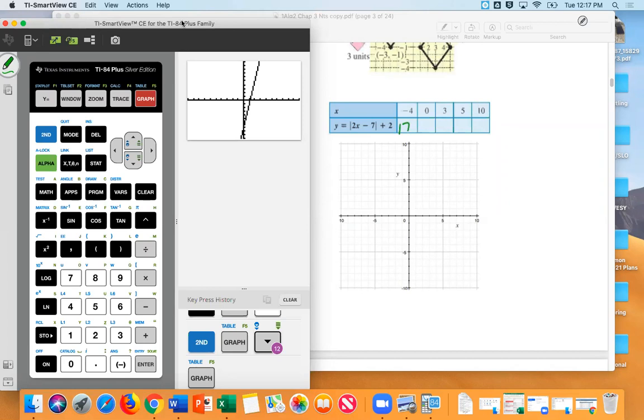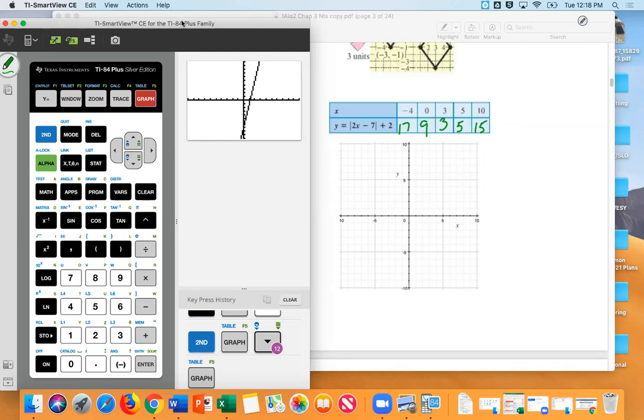0: 2 times 0 is 0, minus 7 is -7. The absolute value of -7 is 7, plus 2 is 9. 2 times 3 is 6, minus 7 is -1. Absolute value of -1 is 1, plus 2 is 3. 2 times 5 is 10, minus 7 is 3. Absolute value of 3 is 3, plus 2 is 5. 10: 2 times 10 is 20, minus 7 is 13, plus 2 is 15.